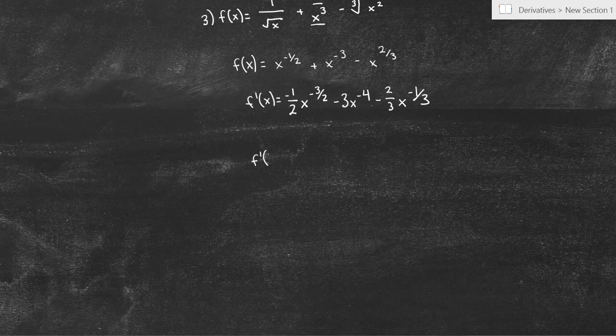So we could get f prime of x equals negative 1 divided by 2, and then again, we usually don't want to keep those exponents as negative, so we can make it the square root of x cubed, since it'd be 3/2, my bad. Minus 3 divided by x to the fourth. Now we've got to bring that negative exponent to the bottom to make it positive. Then minus 2 divided by 3. Now it's going to be x to the 1/3, so it's going to be the cube root of x.